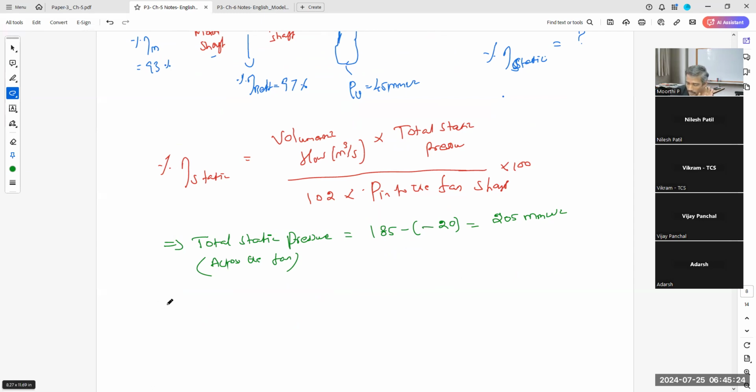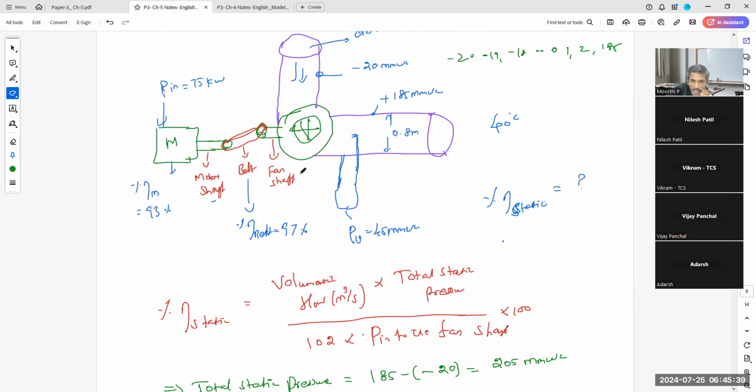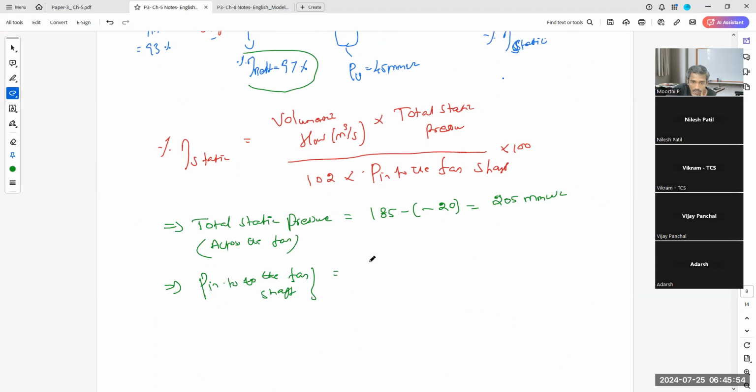Okay, next one is the fan. Input to the shaft, fan shaft. How to calculate? Here I need to calculate: power in, into motor efficiency, into belt efficiency. Don't forget this one.